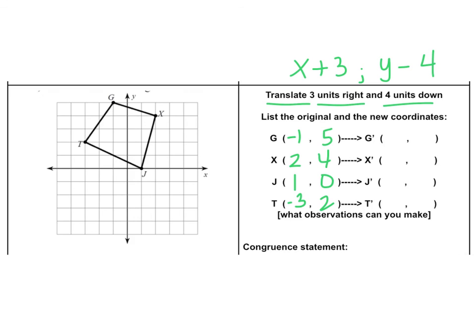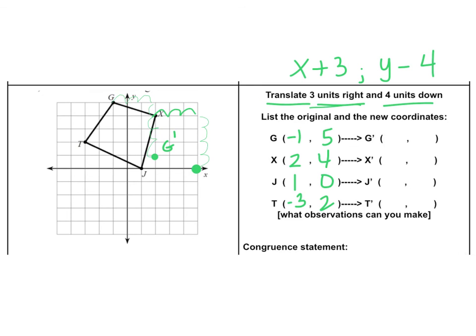So let's go here, 3 to the right. I'm going to start with maybe G. So 1, 2, 3 to the right and 4 down. 1, 2, 3, 4 right here, and mark that point. And that's going to be labeled. Please, please, please label G prime. All right, let's do our next one. X, we're going to go same rule, 3 to the right and 4 down. So 3 to the right, 1, 2, 3, and 4 down, 1, 2, 3, 4. So we're right there.